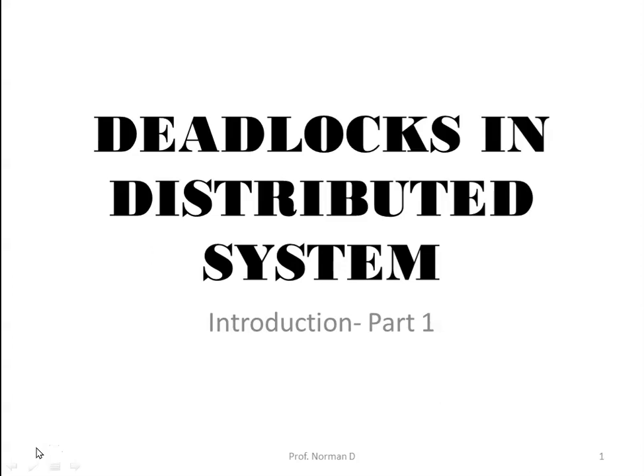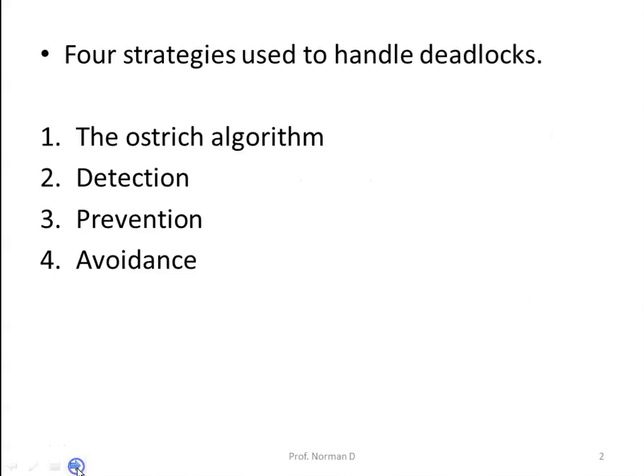This is an introductory session to deadlocks in distributed systems. So basically there are 4 strategies which are used to handle the deadlocks. Now the first one is the ostrich algorithm. So in the ostrich algorithm what we do is we just ignore the problem.